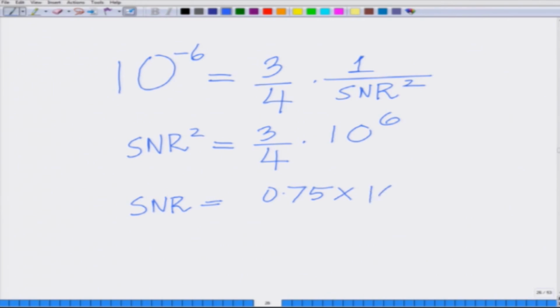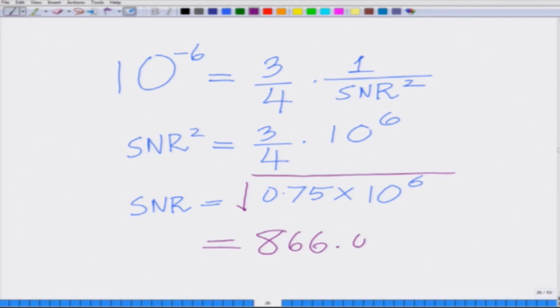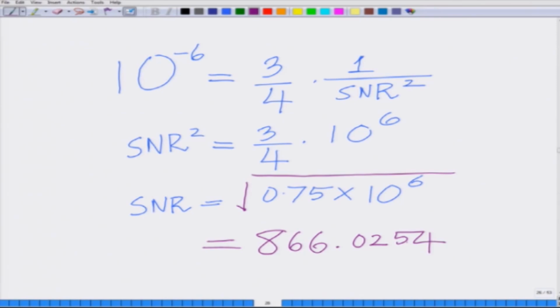the square root of 0.75 times 10 to the power of 6, which is basically equal to 866.0254. So, the required SNR to achieve a bit error rate of 10 power minus 6 in a wireless system with L equal to 2 antennas is 866.0254.